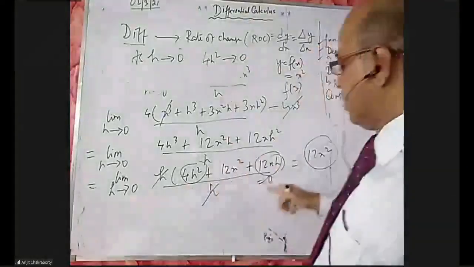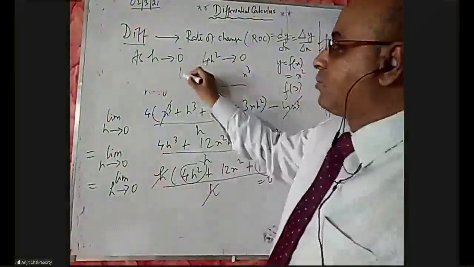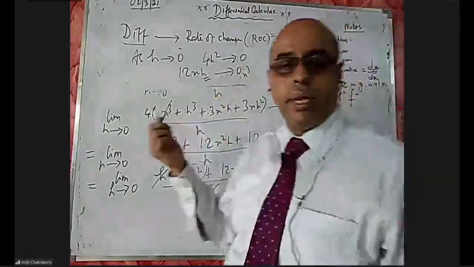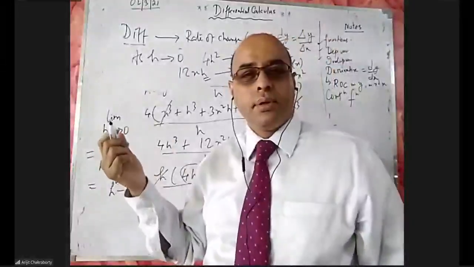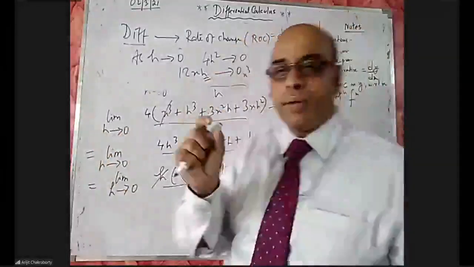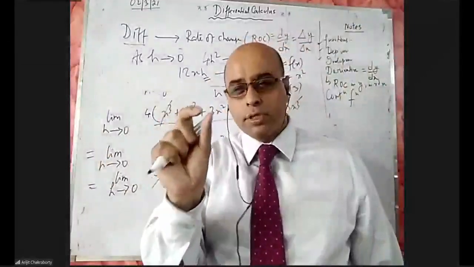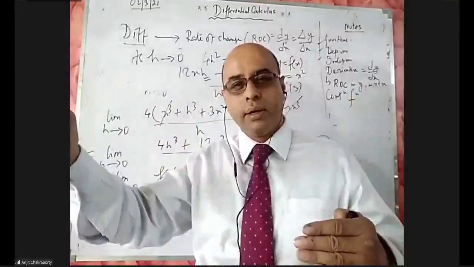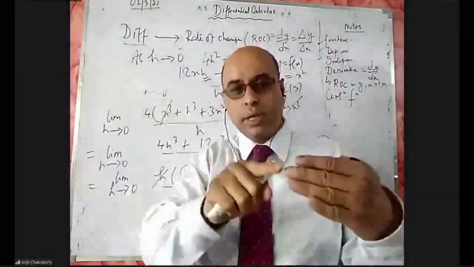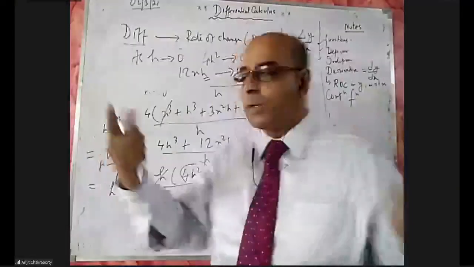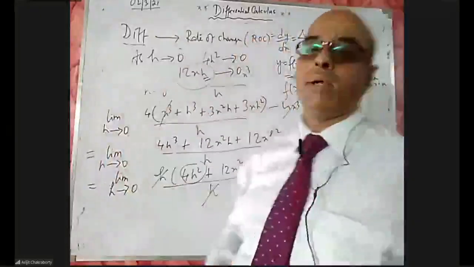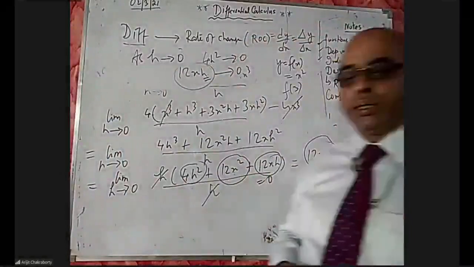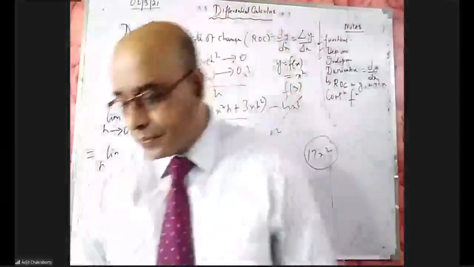Similarly, 12xh will also move towards 0. It will also tend towards 0 because h is moving towards 0, right? So as the value of h becomes smaller, moving towards 0, 0.00000001, it becomes smaller, 0.10 zeros after that 1. So what will happen? The practical value, this will all become 0. So we will only get 12x square, and that is the final differential coefficient.